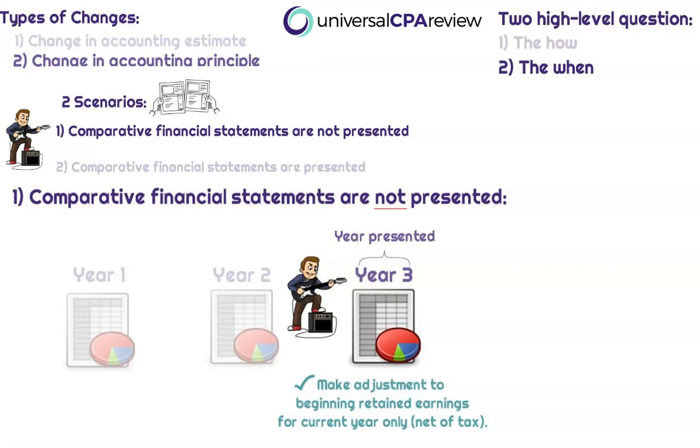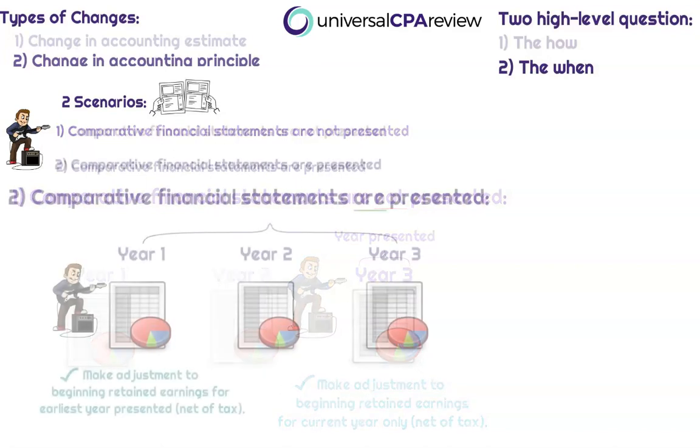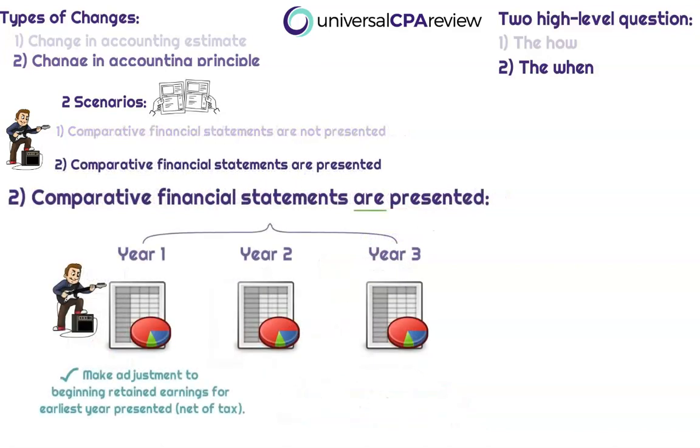All right, so that's going to be for this period only, right? So when in doubt, the adjustment will be made to beginning retained earnings at the earliest period presented. But again, that's talking about a situation where we are not showing comparative financial statements. But what if we are showing comparative financial statements, right?